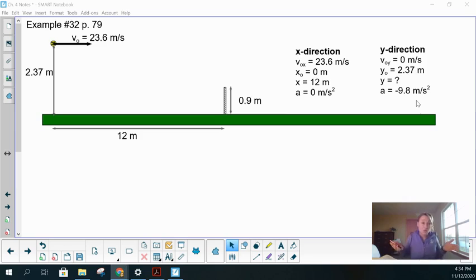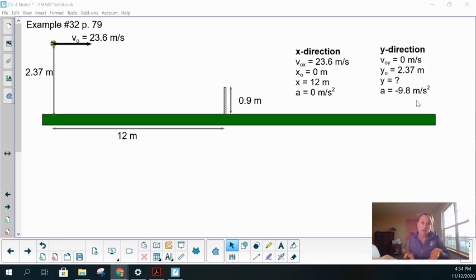A lot of times we use the y direction to find times of flight because the y direction actually dictates the time of flight. If you think about it, the acceleration is what pulls that ball back down to the ground. And so the y direction oftentimes dictates the flight time of our object. But in this case, we don't know what our final y position is. We don't know if it hits the net. But we do have quite a bit of information in the x direction.